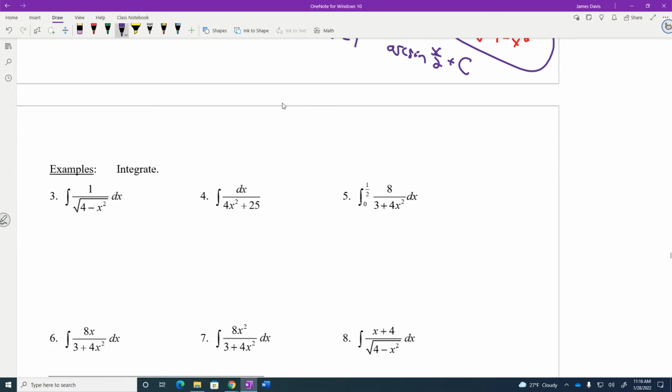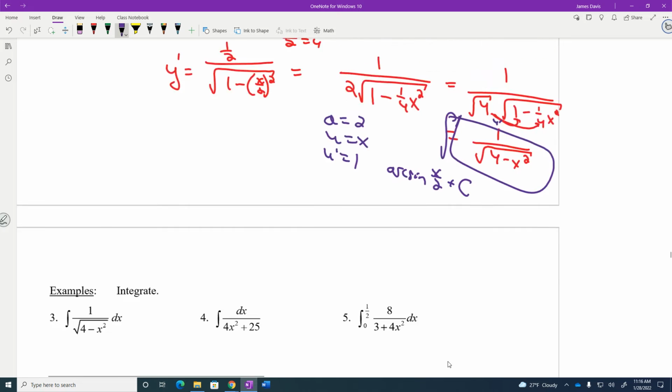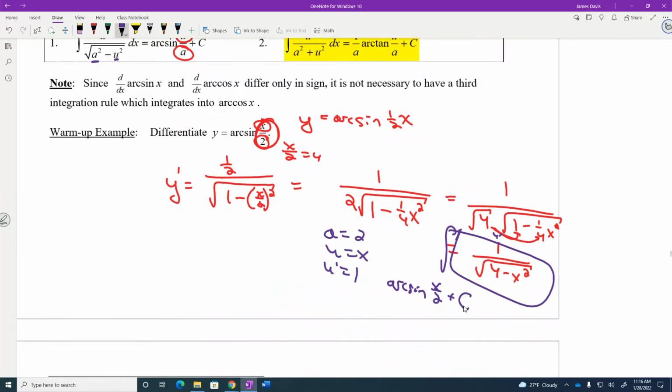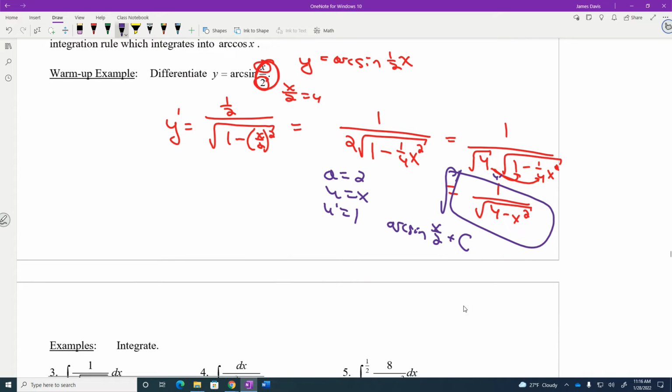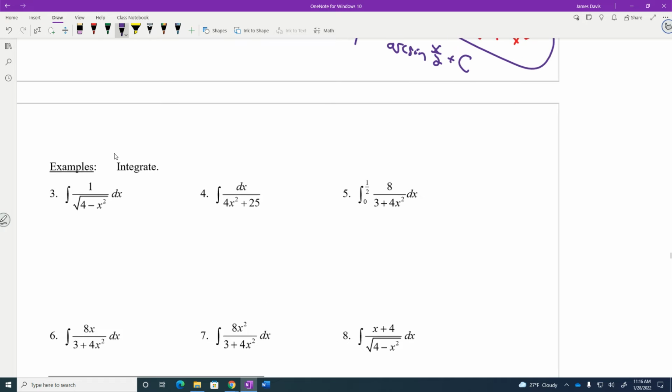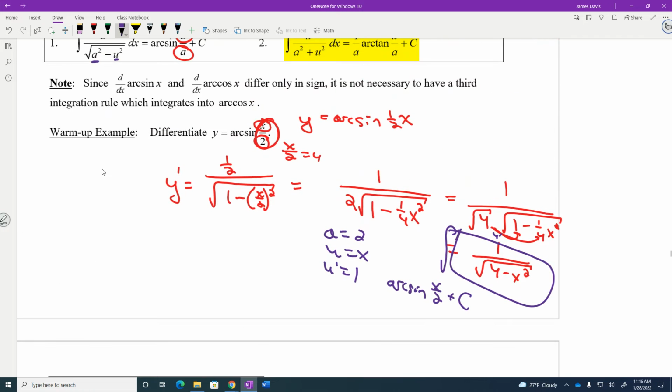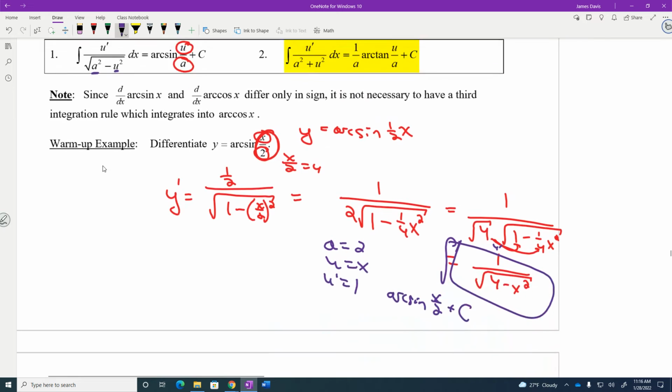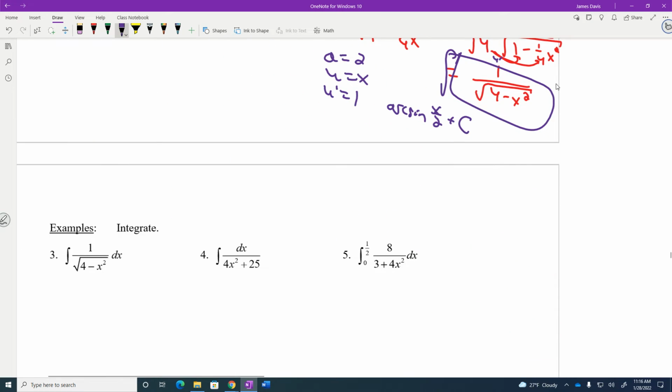All right, so let's go ahead and try a couple of these examples. The first thing would be, let's try to figure out which of these match with either an arc sine or an arc tangent. Okay, so number 3 here. This is obviously going to be arc sine, right? And actually, I think it's the one we basically just did. Yeah, this is the one we just did. So we can go ahead and write it out.